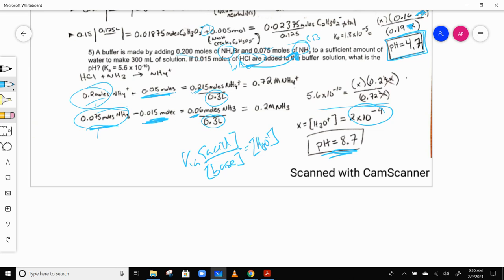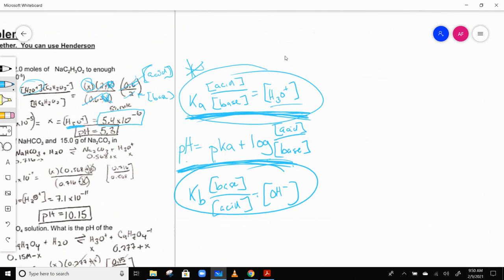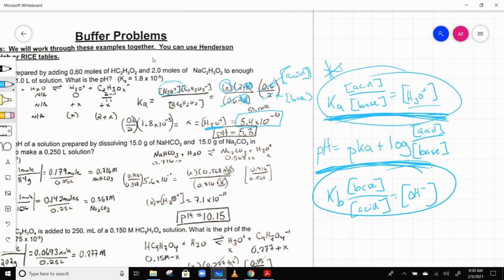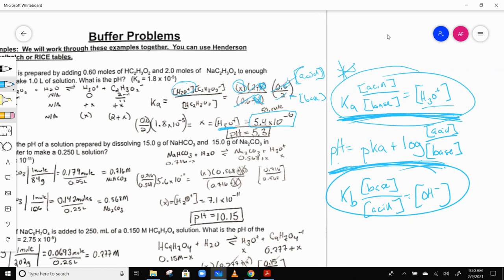But try these ones. If you want to work through the RICE tables just to get the feel for it and see what it's like, you can. Otherwise, feel free to just skip right to this Ka equation if you want to. Even when I haven't done these problems in a while, I like working through one or two RICE tables just to remind myself of where this equation comes from. It helps me remember, helps me feel better about it, makes me feel more confident in my calculations. But totally up to you. If you want to go right to the equation, that's fine with me.